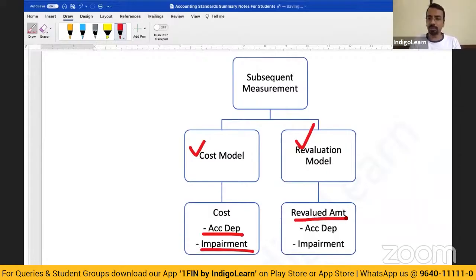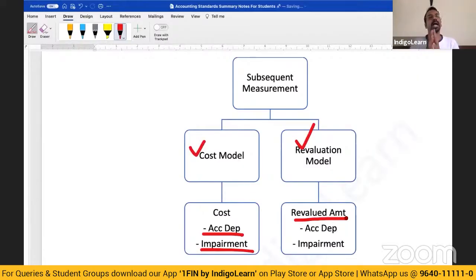What is this revalued amount? I will take one example to understand this. Revalued amount is basically at the end of each balance sheet or at frequent intervals, maybe at the end of 2 years or 3 years, you will try to calculate the fair value of that asset. And you will bring that asset to this revalued amount.